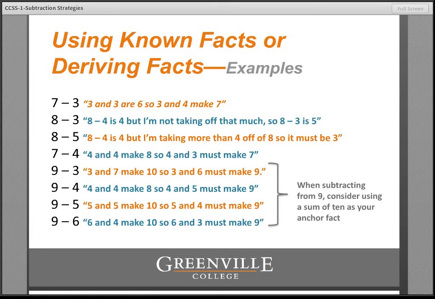Although they can think a little further and go, it can't be 5 because 5 and 5 is 10, so that must be 3. But once they know the anchor fact, they say it's going to be around there. Let me think through how to compensate for what I just did.